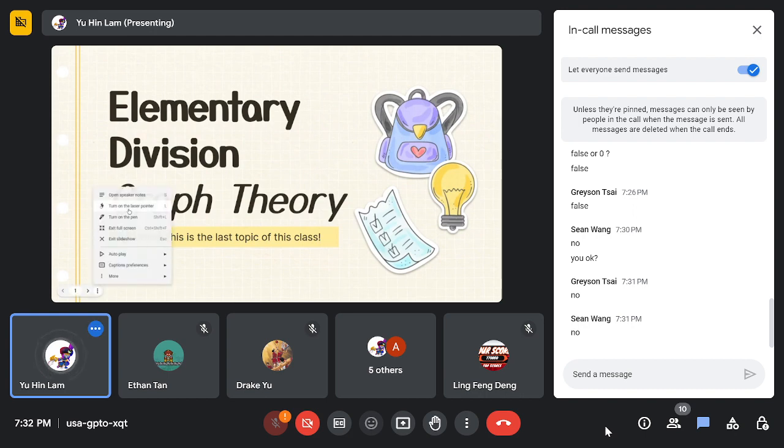Just as I said before, this will be the last topic of this class. And if there are any slides or specific things that you want me to go over, you can always ask in the Google Classroom, and I can always just post the slides. So let's go on to graph theory.